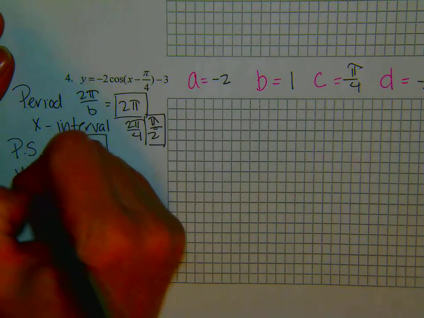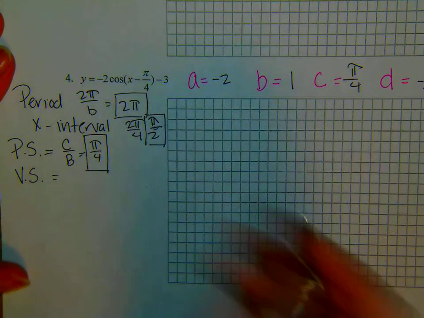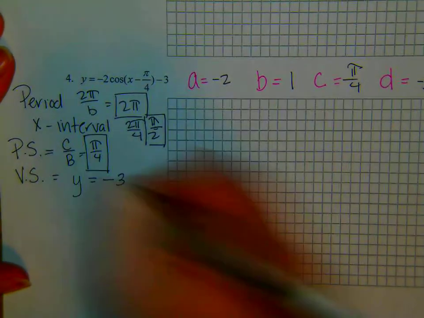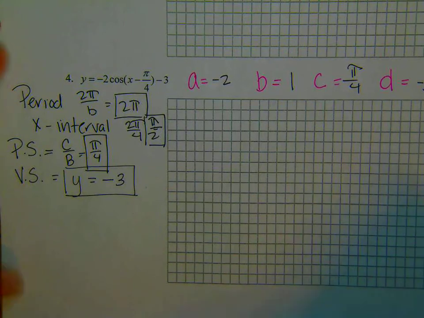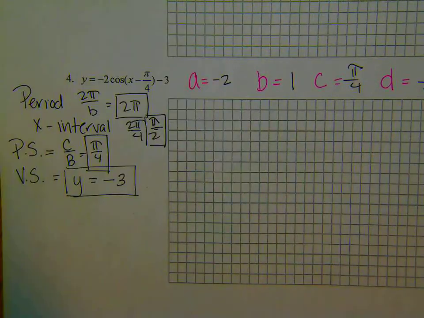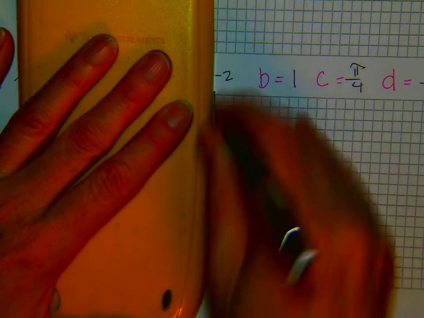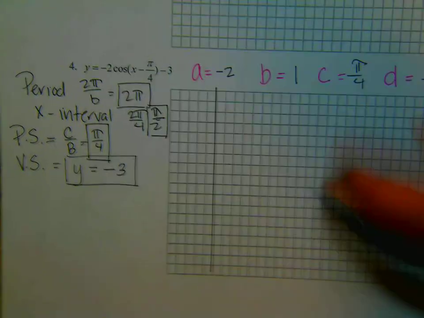Then we have a vertical shift. We're just going to say VS. What's our vertical shift? Vertical shift is y equals -3. So what we're going to do is take and graph immediately our vertical shift. Okay? So let's graph that. So y is -3 is going to move the graph down.